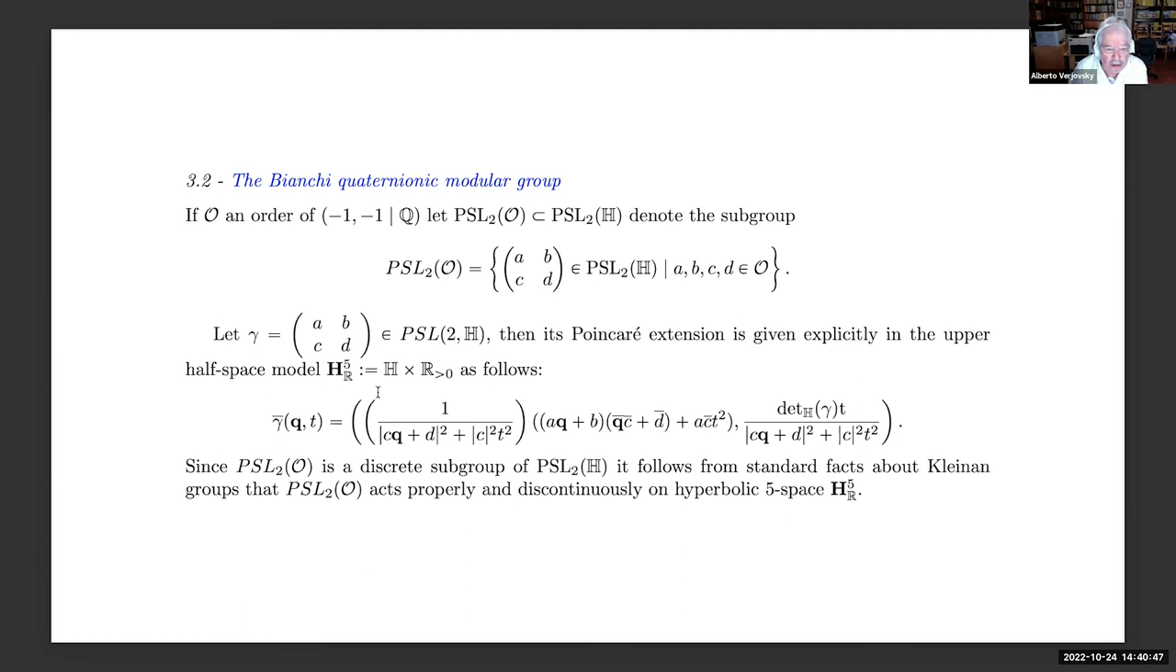So you take a group like that, a, b, c, d, with a, b, c, d belonging to an order, not necessarily maximal, any order. And this is the formula that gives you an extension to this five-dimensional space. So we will think of hyperbolic real space of dimension five as the quaternions times the positive reals. So it's five-dimensional, everything. And the formula is given like that. So any group, here you can see that it's a Kleinian group, and the quotient is a hyperbolic orbifold of dimension five. So this is beautiful because anytime you give an order in a quaternion algebra, I give you a hyperbolic manifold of dimension four.